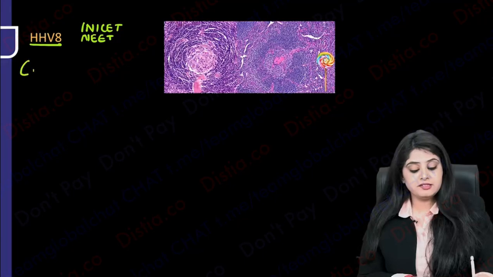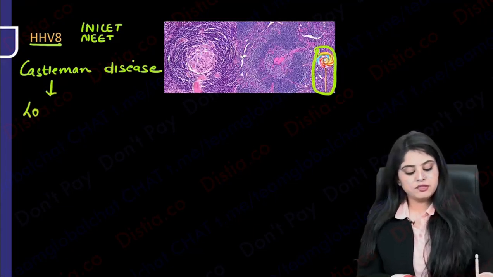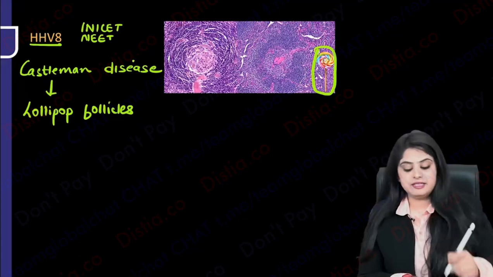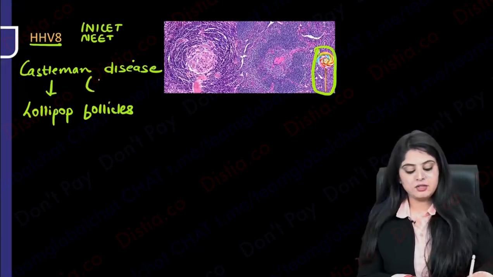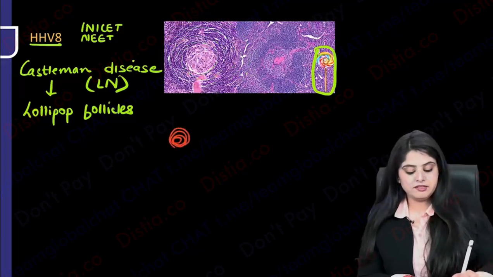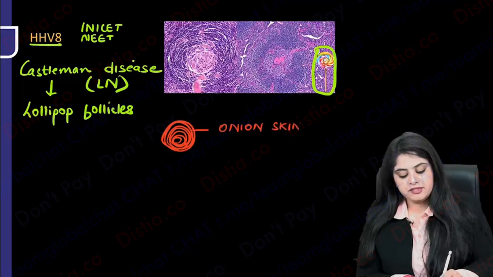So what is this? This is a classical picture which I am correlating from your pathology. This is a case of Castleman disease. How did I identify it? I identified it by the presence of these lollipop follicles. What are these lollipop follicles that you're going to see? First you'll say, ma'am, where is Castleman disease? It is in the lymph node. In the lymph node the cells are going round and round like this. So there is an onion skinning of the lymphocytes.